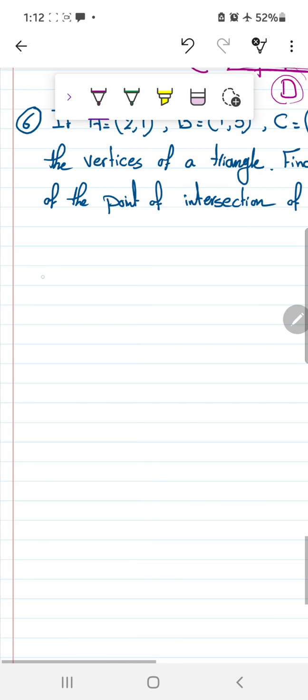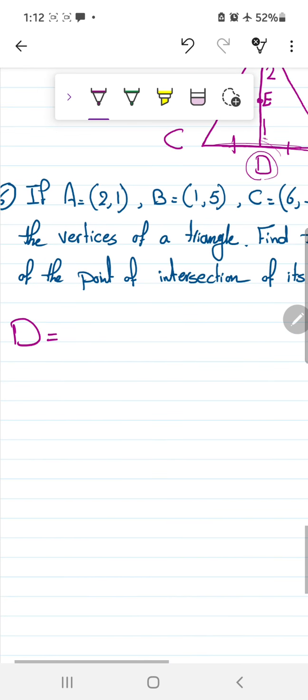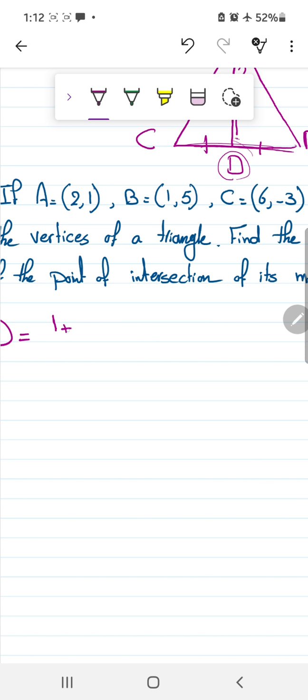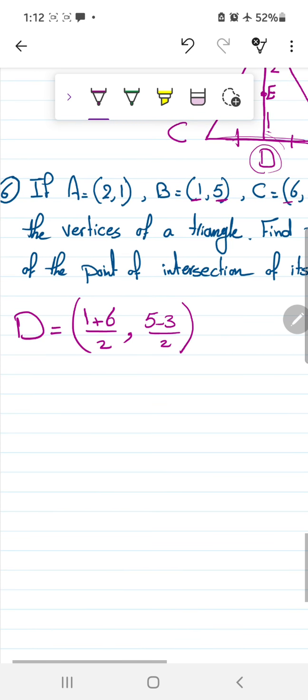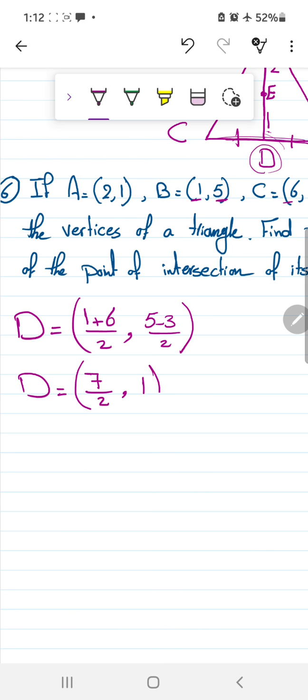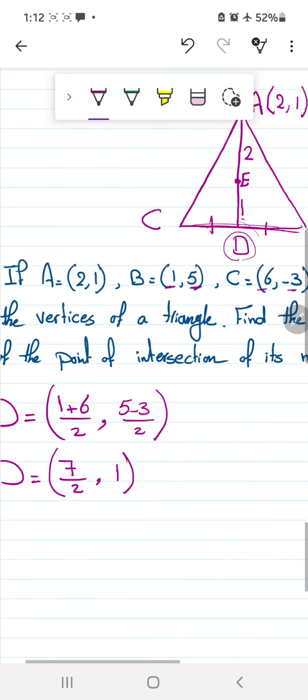So here D equals what? Equals 1 plus 6 divided by 2, x1 plus x2 divided by 2, and y1 plus y2 divided by 2, 5 minus 3 divided by 2, because D is a midpoint as we said. So the coordinates of D here will be 7 over 2 and 2 over 2, which is 1. So the coordinates of D here will be 7 over 2 and 1.